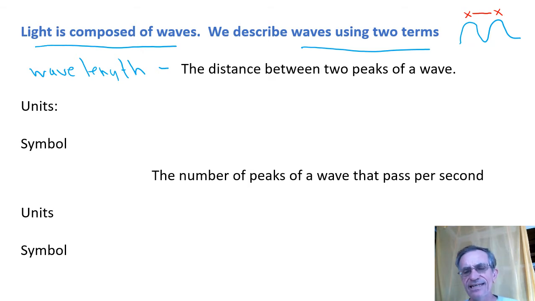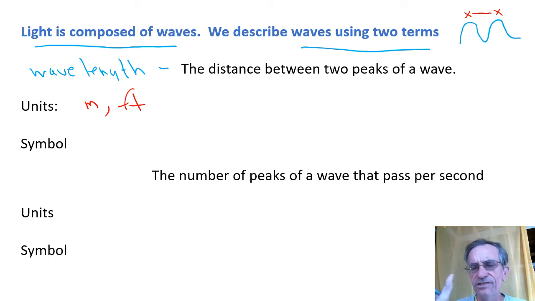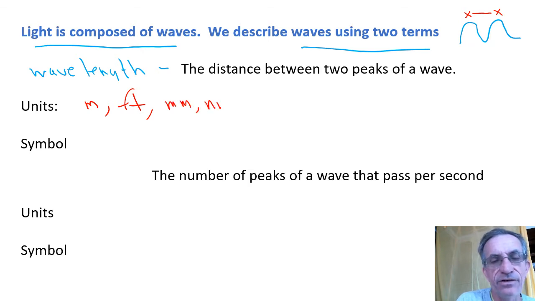So just like everything in chemistry, yeah, there's units. Since we're measuring a distance, I might tell you how far apart those waves are in meters, or it could be feet. How many feet apart are those peaks of the wave? Typically, when we talk about light, the peaks are pretty close. So instead of meters or feet, I might use a unit like millimeters, or even nanometers, a small unit.